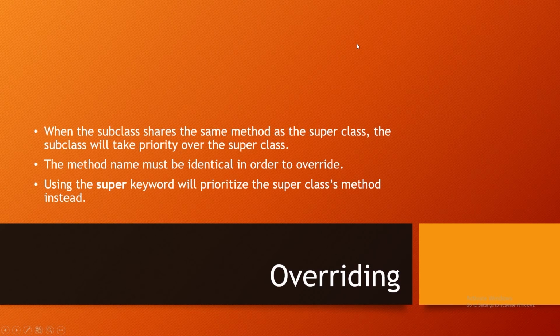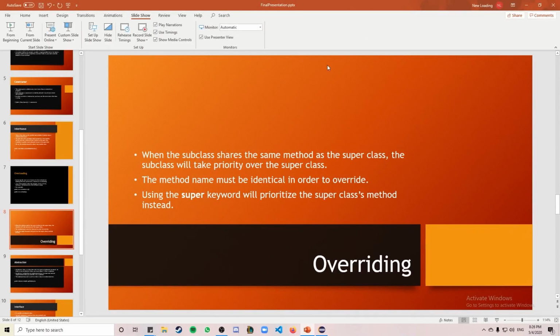Next is overriding. When the subclass shares the same method as the superclass, the subclass will take priority over the superclass. The method name must be identical in order for it to be overridden. Using the super keyword will prioritize the superclass's method instead. So let's go over an example of this as well.